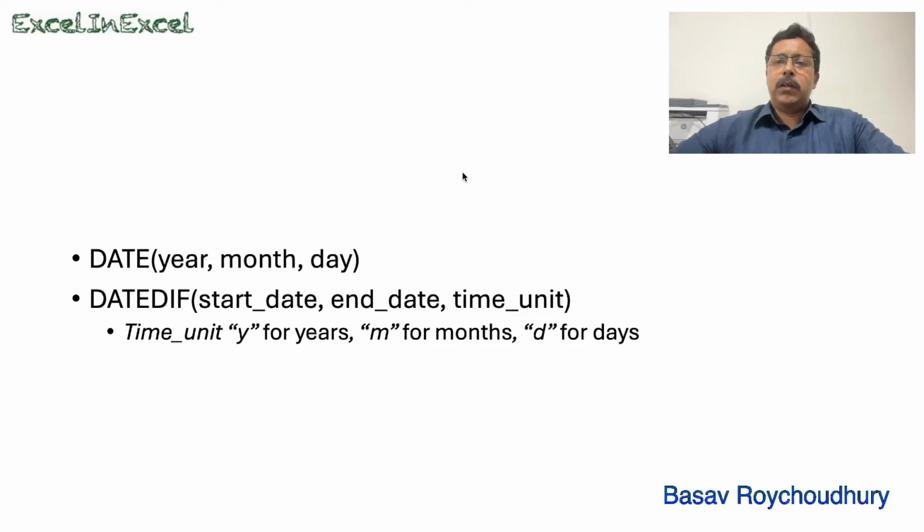You might be wondering, why should I be interested in a function like this? Because if I already know the year, if I already know the month, and if I already know the day, then I already have the date. Why would I need a separate function for this? Now, to answer this question, let's go back to Excel.